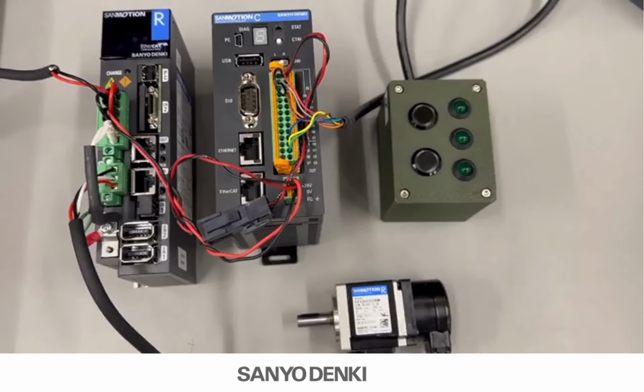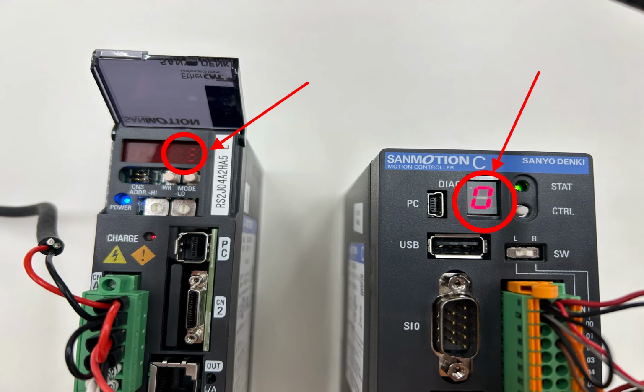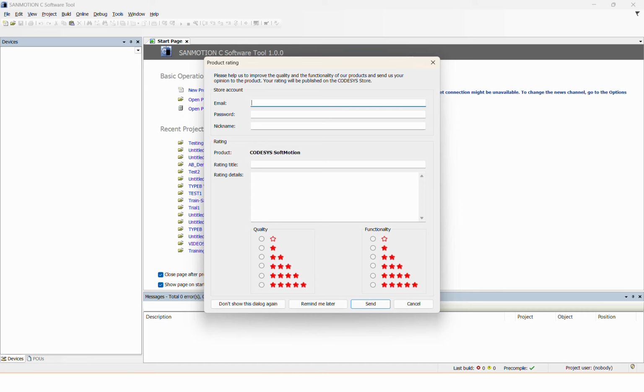After we have done the wiring and connection from our controller to our PC through Ethernet and from our amplifier to the controller through EtherCAT, we're going to be trying to look for these shapes in our amplifier and control. Once the wiring has been successfully done and we do not have any alarms, we're going to go ahead and open our SANMOTION C software tool.